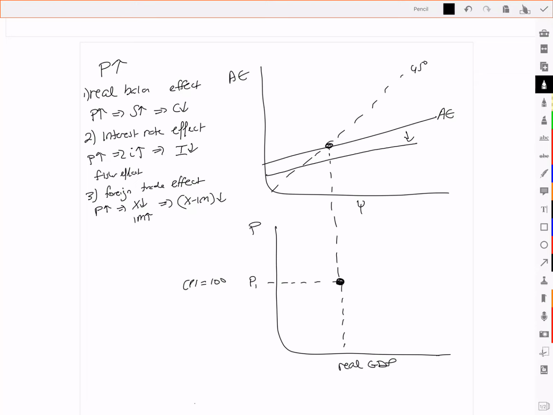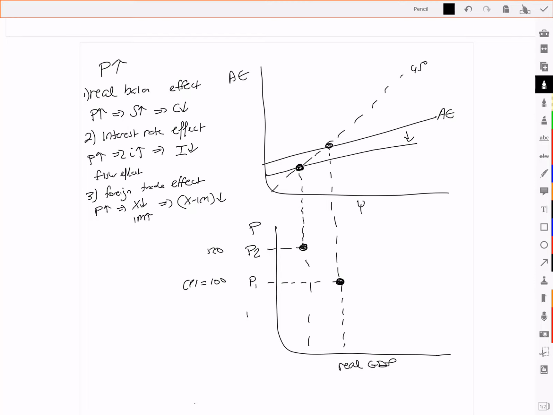So when the price goes up, now we're at a higher price, the equilibrium size of the economy is lower. So prices go up and consumption, investment, and net exports go down. And so we have here at our higher price, maybe that's a CPI of 120, that real GDP is less.